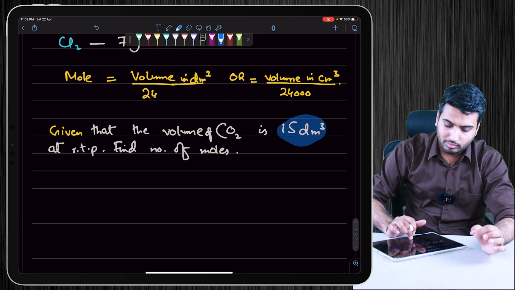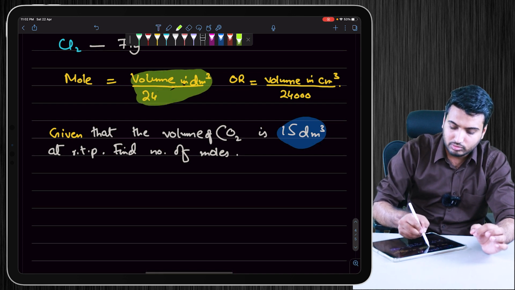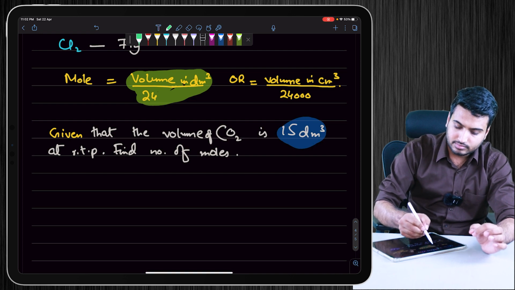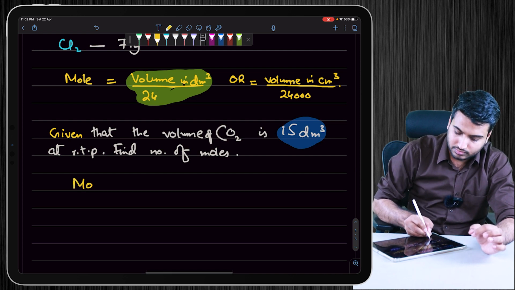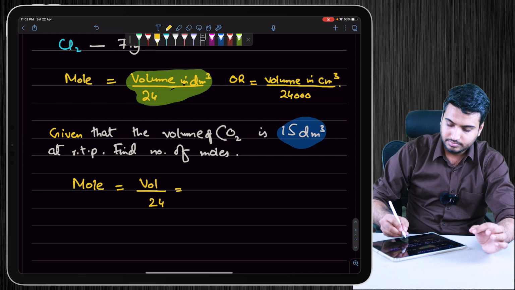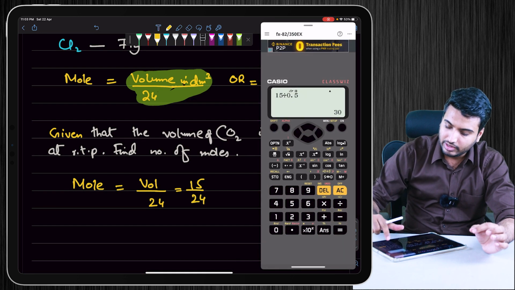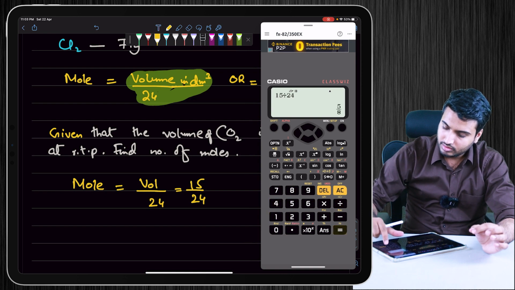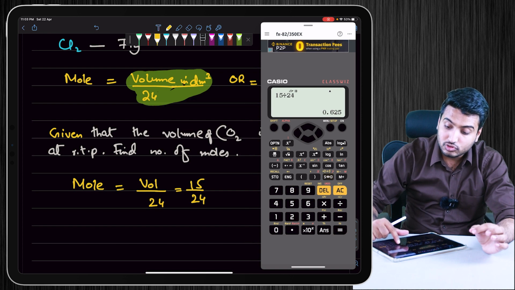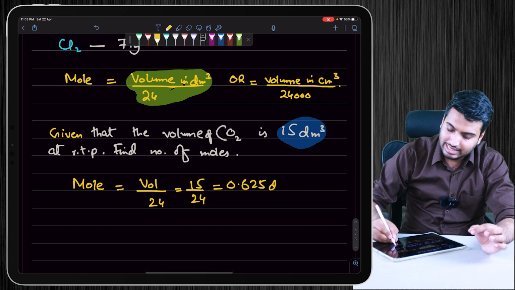So the formula would be, we would use this formula according to the triangle, volume in dm cube divided by 24. Okay, so moles is equals to volume divided by 24. So now here the volume is 15 and the molar gas volume is 24. So when we divide 15 by 24, we get 0.625 dm cube.